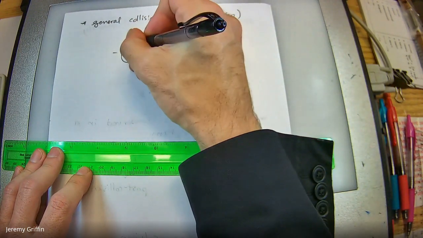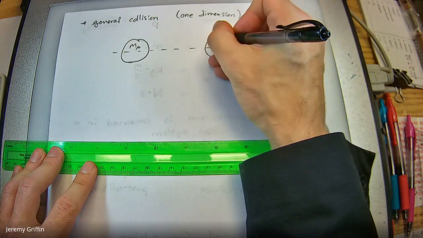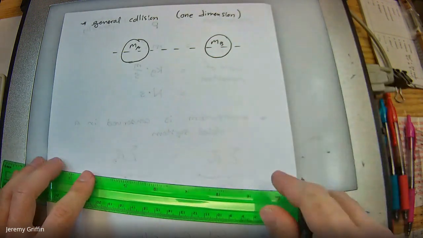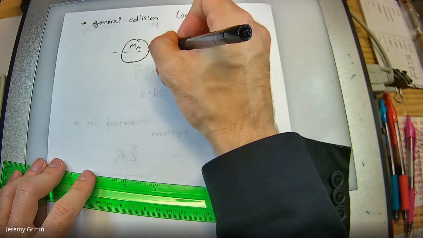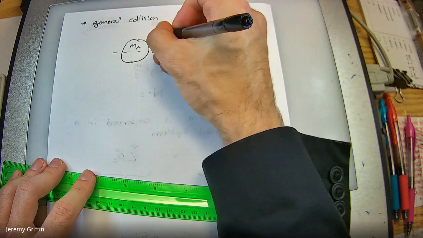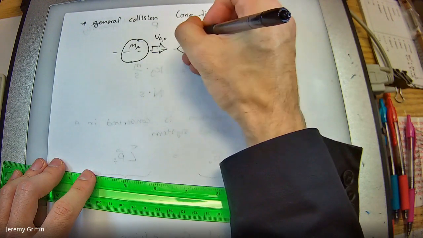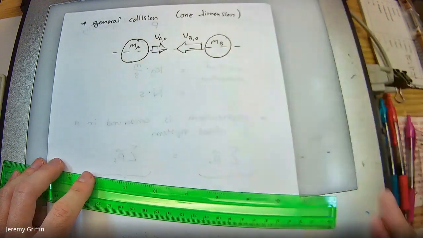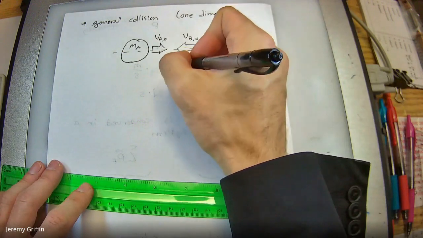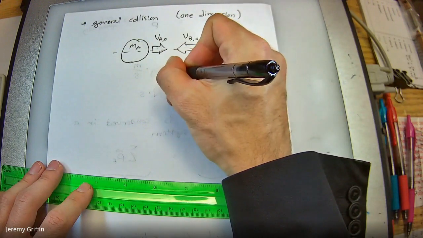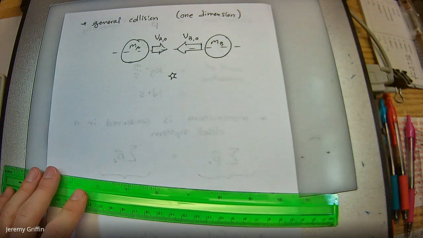So I'm going to have some mass A and some mass B. And maybe they're headed toward each other at some VA initial and some VB initial. Right? And then these things are going to collide. Like, pow, there's going to be some collision. Okay? And then what? Well, think about it.